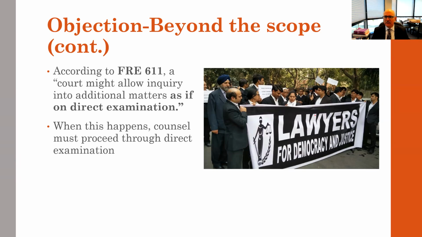You already objected to the fact that it's beyond the scope. The court overrules your objection and allows the prosecutor to proceed with that line of questioning under Federal Rule of Evidence 611. If the court does that, the prosecutor has to phrase their questions as if they're doing a direct examination. They cannot do it as if it is a cross-examination.